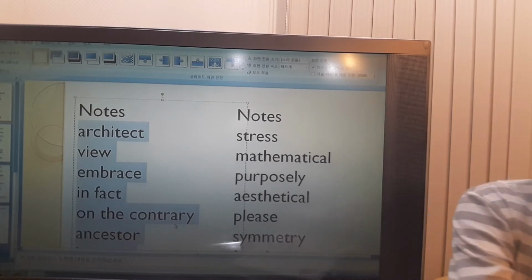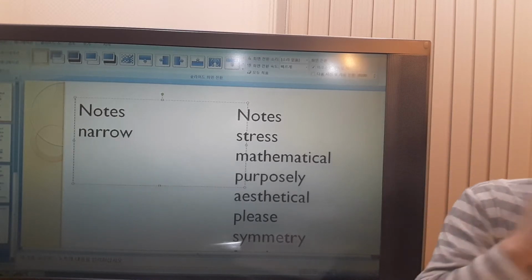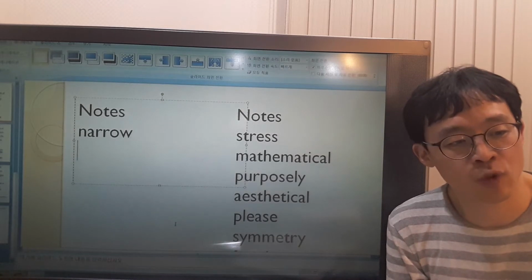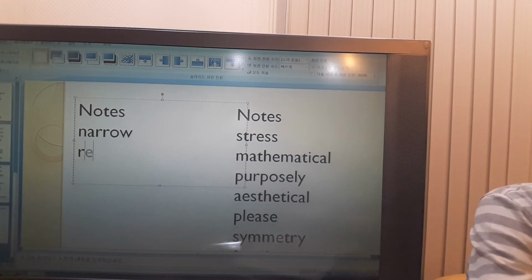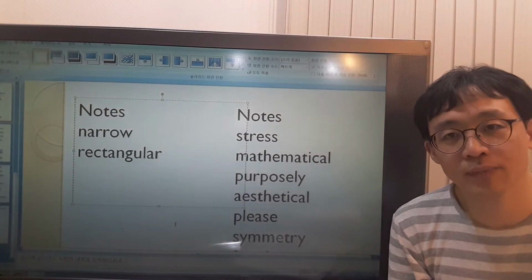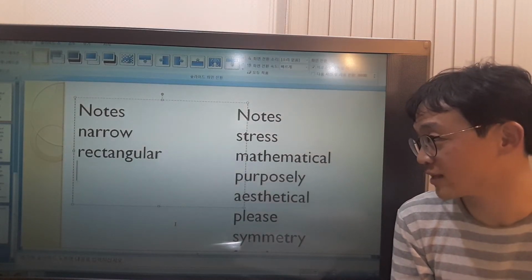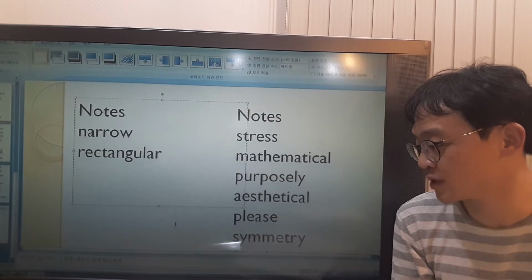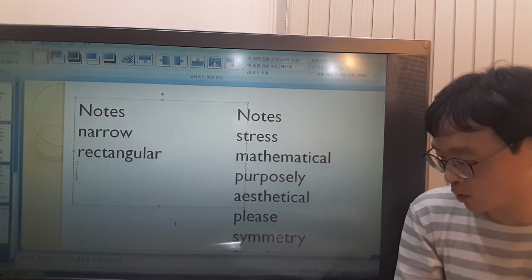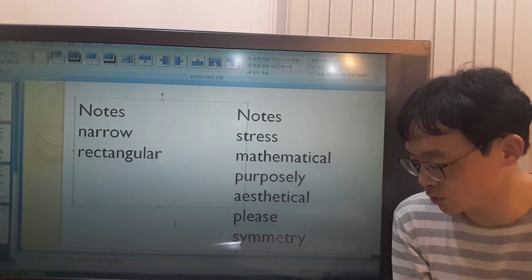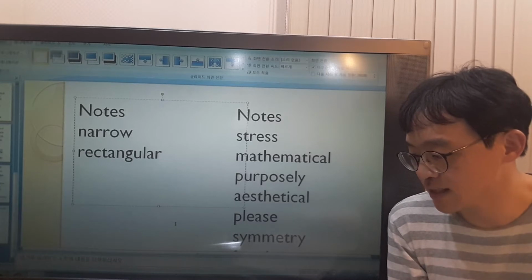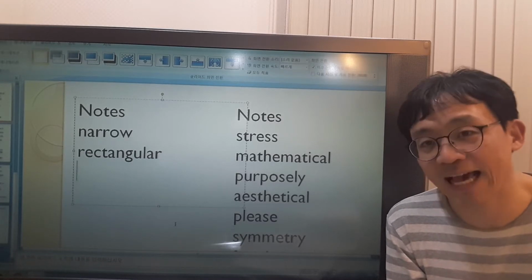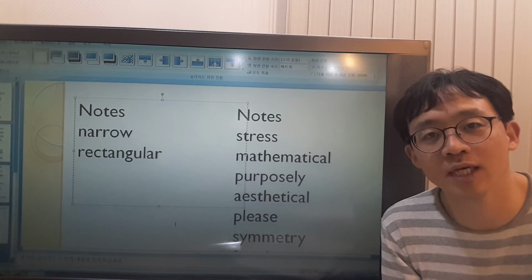Were narrower. What does narrow mean? Narrow means measuring short distance from one side to the other. Narrower, higher, and more rectangular. Rectangular. What does that mean? Rectangular is an adjective of rectangle. Rectangle is a shape with four sides, and all four corners are right angles, which means 90 degrees angles, and each side is of the same length as the side opposite it. Do you understand?